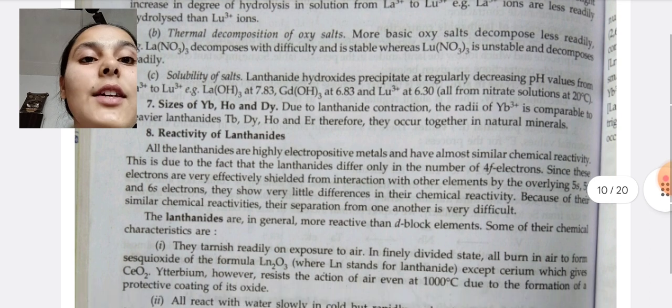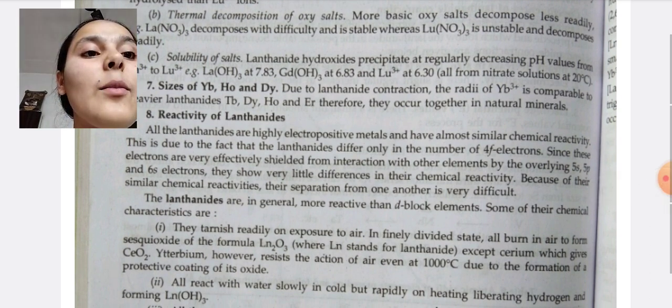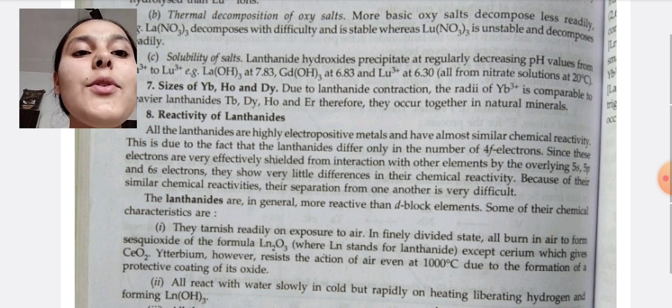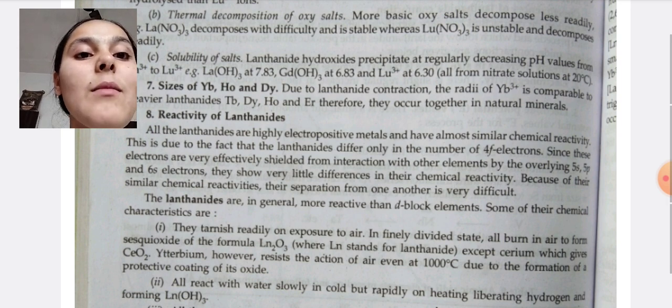Next point is reactivity of lanthanides. All the lanthanides are highly electropositive metals and have almost similar chemical reactivity. This is due to the fact that the lanthanides differ only in the number of 4f electrons. Since these electrons are very effectively shielded from interaction with other elements by the overlapping 5s, 5p and 6s electrons, they show very little differences in their chemical reactivity. Because of their similar chemical reactivities, their separation from one another is very difficult.